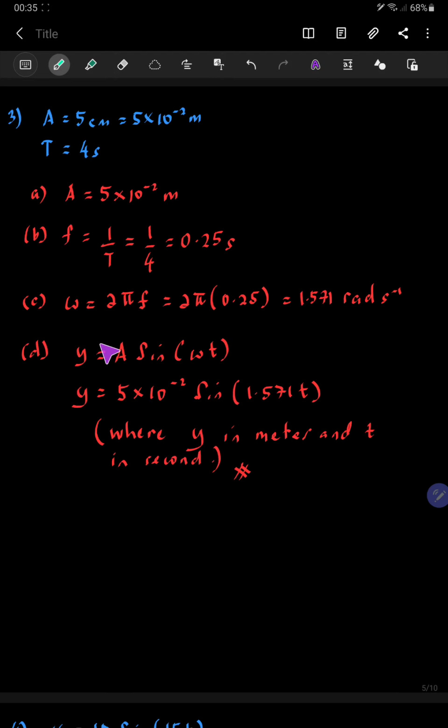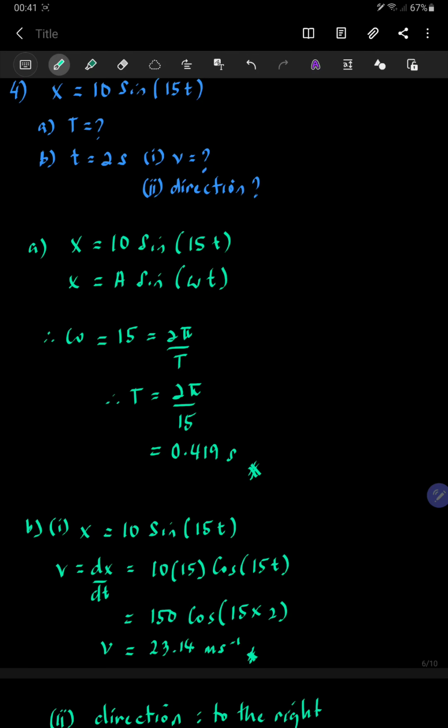And then the equation is y equals a sine omega t. So y equals a, which is 5 times 10 to the power of negative 2, sine omega calculated just now, 1.571 t. And don't forget the unit, where y is in meter and t in second. Compulsory, okay, 1 mark is normally given for the unit. Alright, okay, so this is how we answer question number 3.